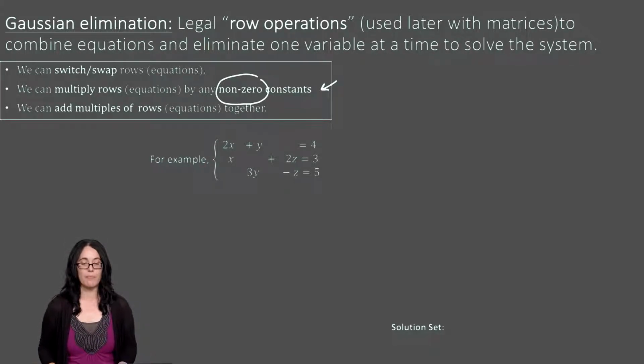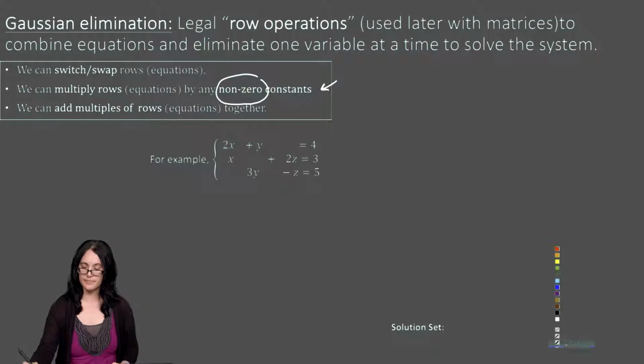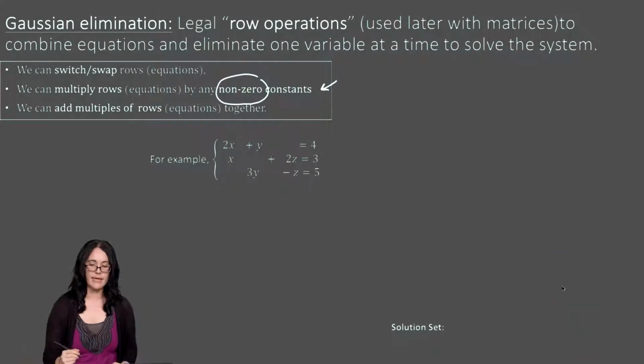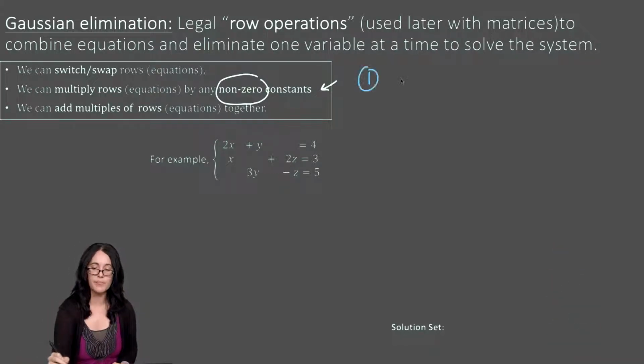Finally, we are allowed to add multiples of rows together. We've done that before. In the very first example today, we multiplied equation 1, I believe, by -2. Always allowed to do that and then add those equations together. Okay, so how would I use these row operations to help solve this system? Let's take a look. One thing I could do is, first of all, my first step, if you will, would be to choose a variable to eliminate.